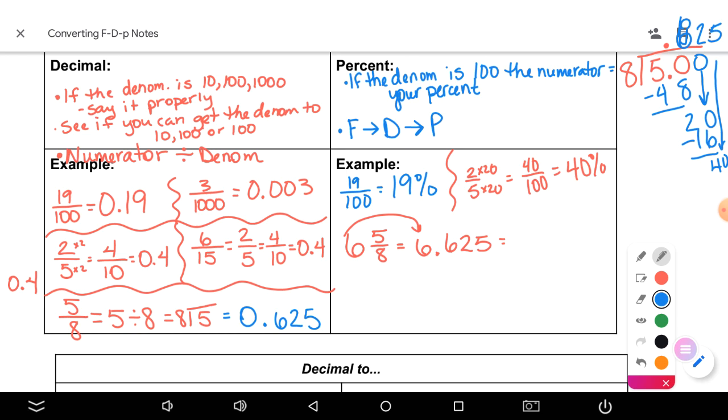Oh, we haven't done that one. Sorry, we did the other backwards. Brady, what do we do? We multiply it by 100. So 2 places to the right. Sorry.